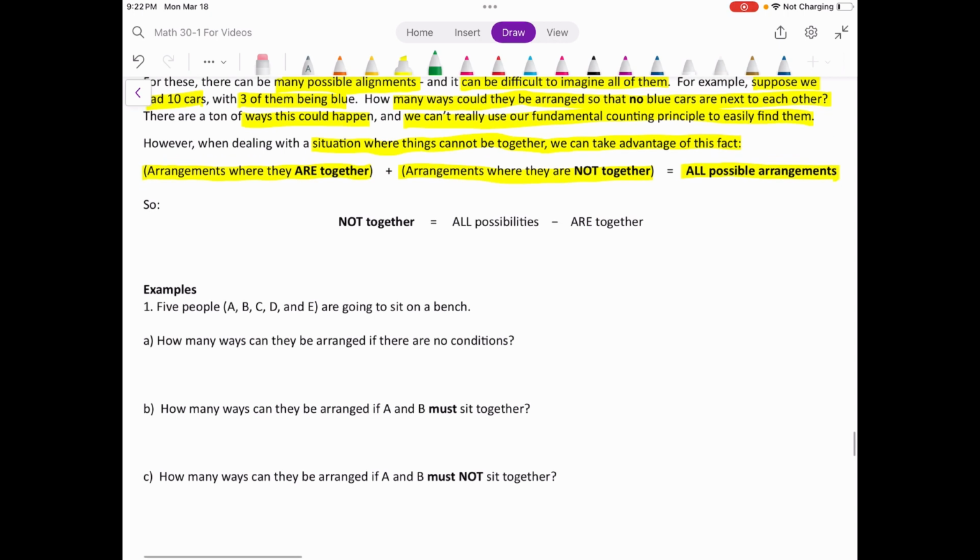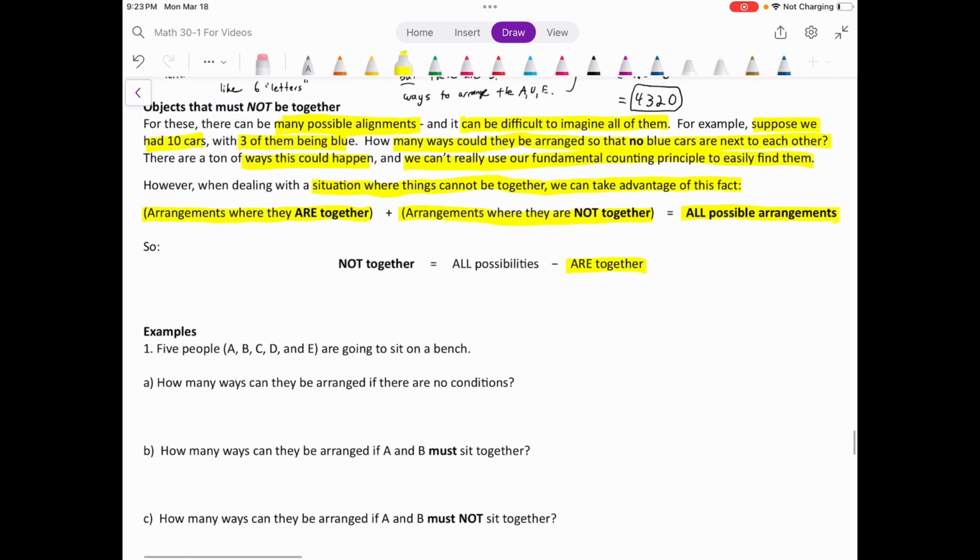Okay? So that's the fact we're going to take advantage of to make this a lot easier, because we've seen how it's not too bad to figure out the arrangements where they are together. We just group them up, right? Figure out how many ways there are to arrange the quote-unquote objects we're left with if we treat them as one group, and then also deal with the fact that we could arrange them multiple ways within that group, okay? But we'll just figure out all possibilities. We know how to do that. It's just n factorial. Take away the ones where they are together, and what we'll be left with is the ones where they're not together.